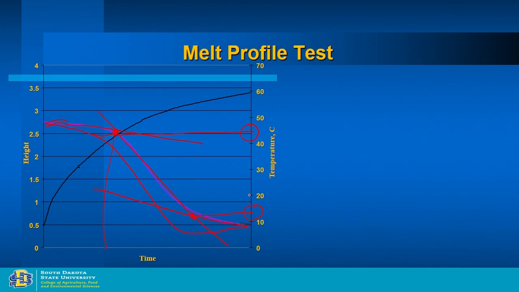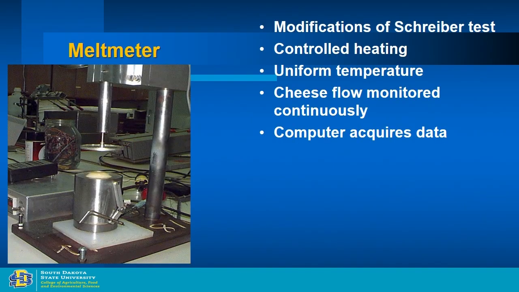The next one is the meltimeter. As the name implies, again we are trying to measure the meltability of cheese. Nothing different here, same thing, but this one is much more user friendly, once you get this system working. Basically, what you see here is the melted cheese.